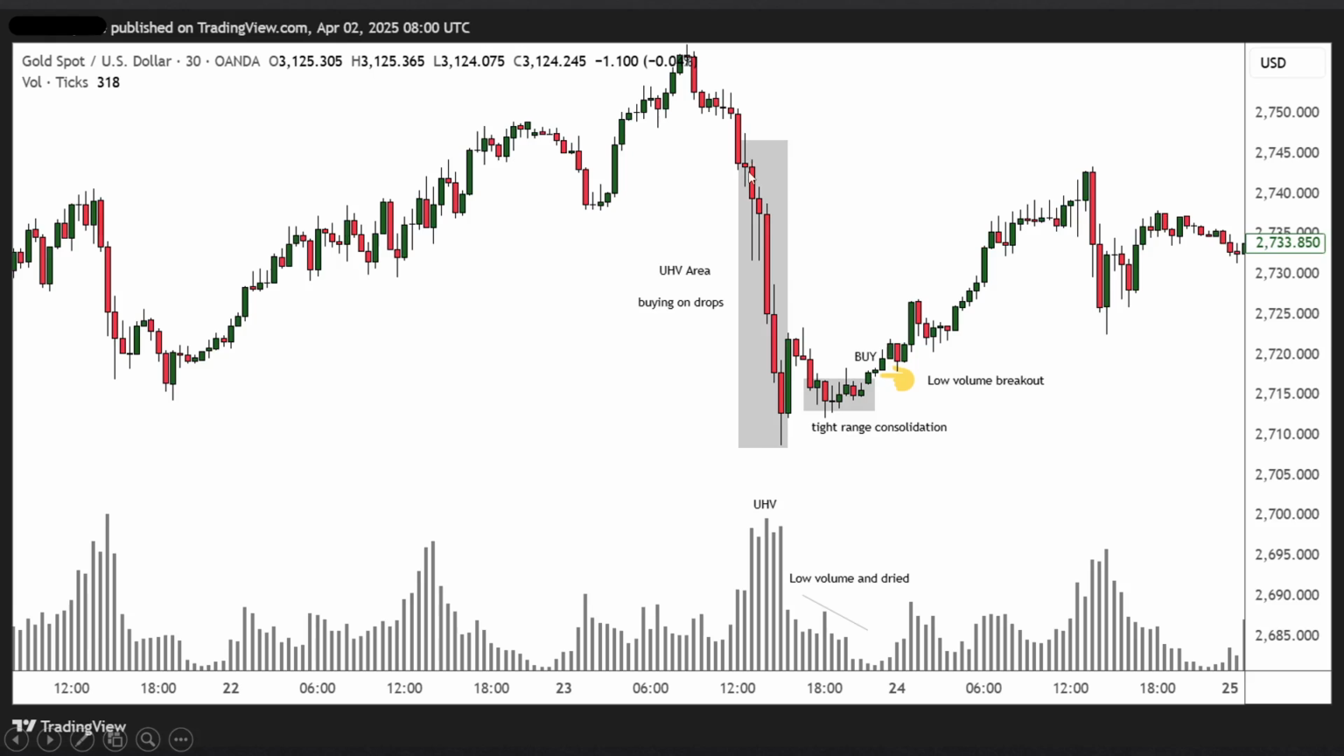Ultra high volume on this candle, on this sell candle as well, and on this one too. It means smart money is active and buying on every possible move to the downside, because smart money is aggressively buying on the whole drop.